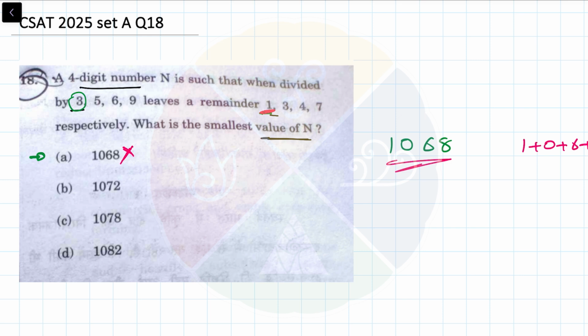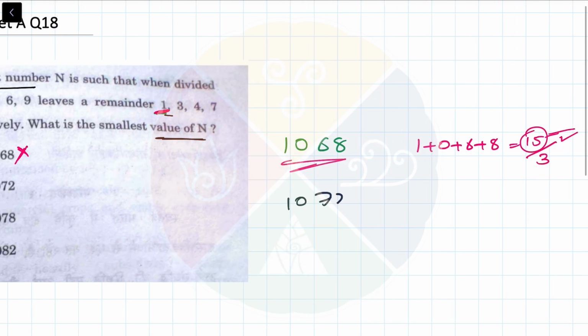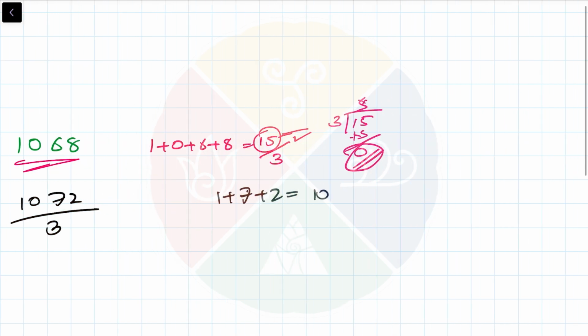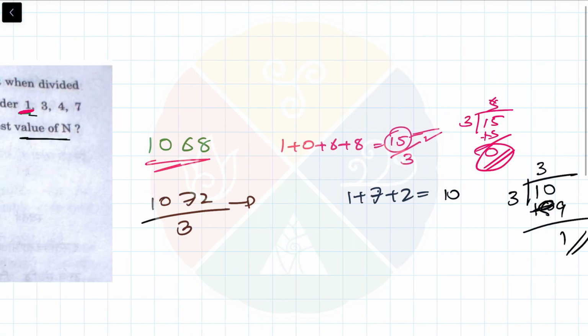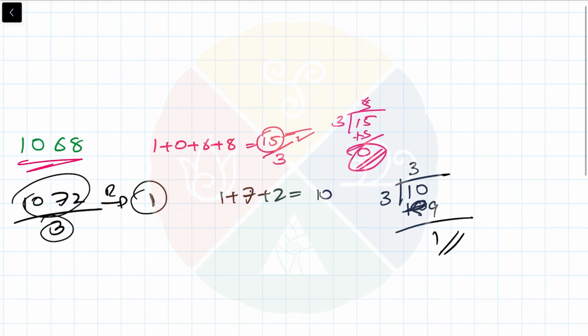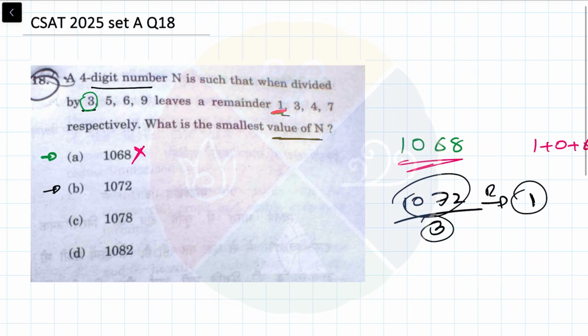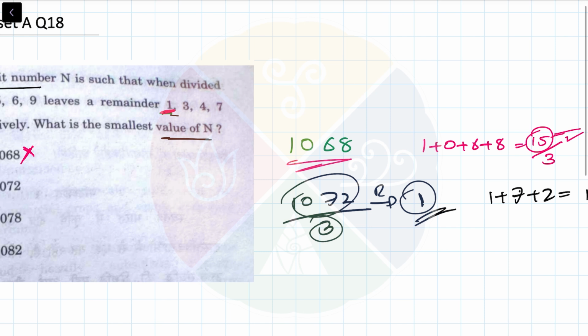If you check the next greatest value, it is 1072. 1072 divided by 3: if you check by this method, 1 plus 7 plus 2, you will get 10. I want to find the remainder, so just take 10 divided by 3. 3 times 3 is 9, remainder is 1. So the remainder of this value divided by 3 will be 1 itself, same as with this number. So here also the remainder is going to be 1.